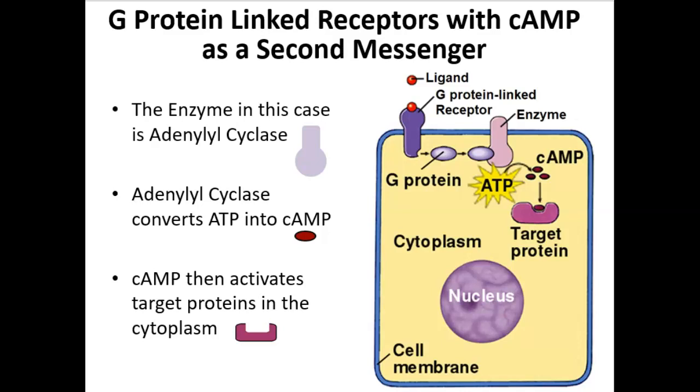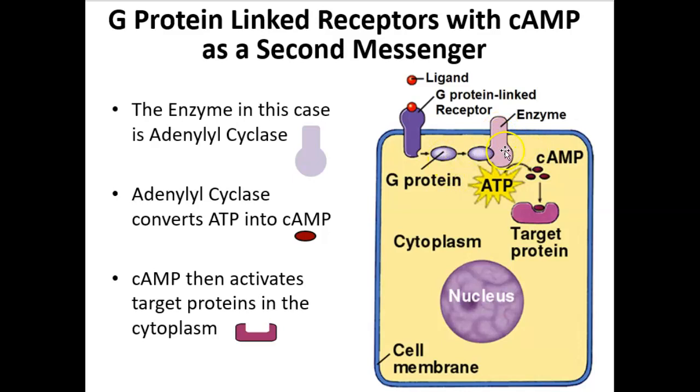So since cyclic AMP and calcium are the most common second messengers, I'd like to explain how they're generated inside of a cell. So this is a G protein-linked receptor with cyclic AMP as a second messenger. The enzyme that the G protein will activate in this case is called adenylyl cyclase. You do not have to remember that. It's kind of pink. I tried to make a symbol here for you.